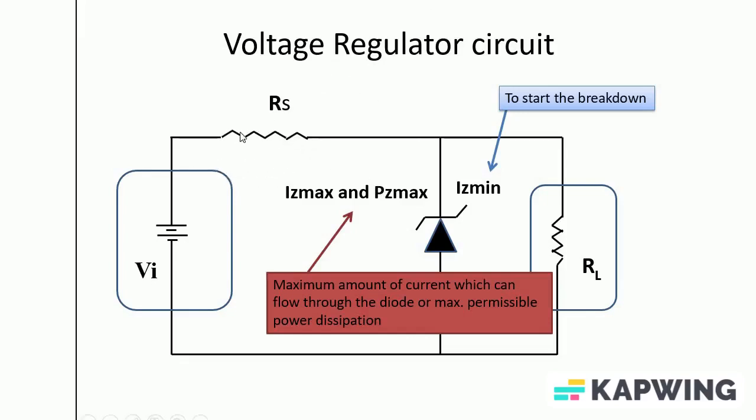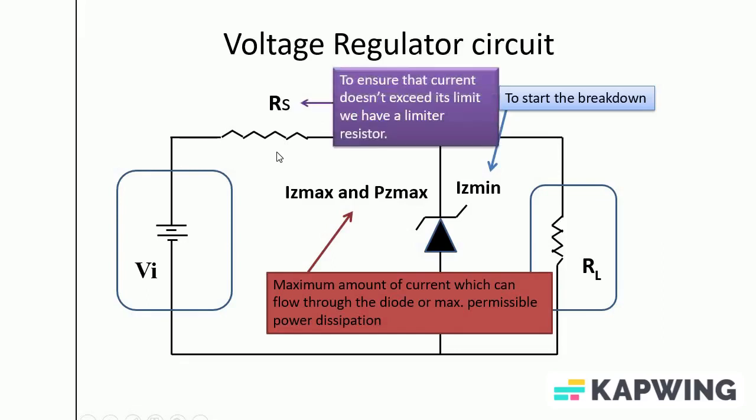And here comes this current limiting resistor. This resistor is present here to ensure that the incoming current does not exceed its value, and that is why this limiter resistor is employed here.